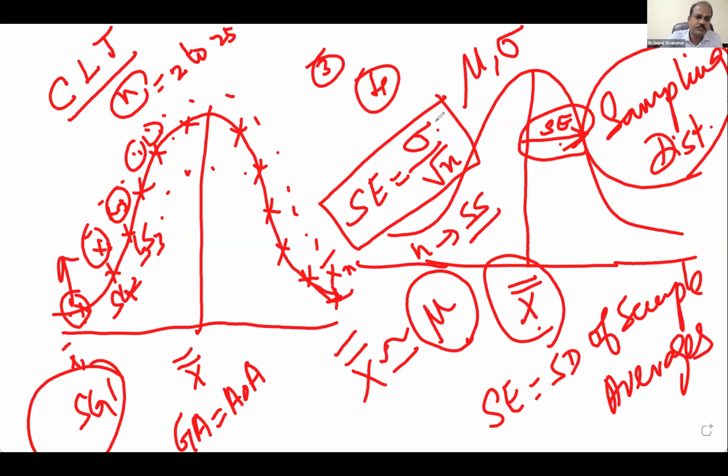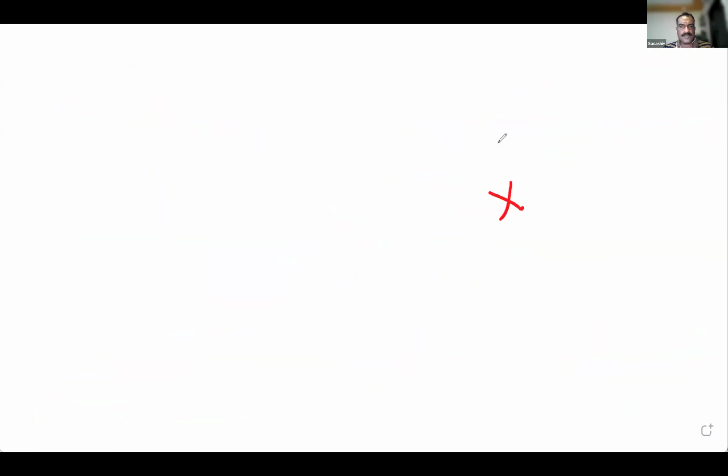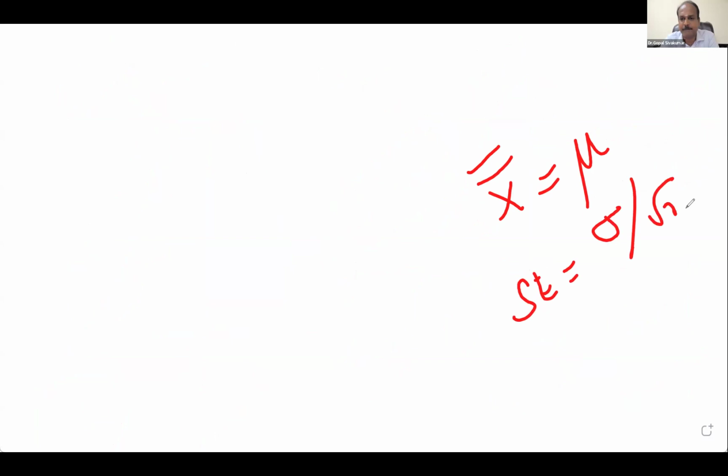Sir, could you repeat once again? X double bar will be equal to mu, correct? And the standard error will be equal to sigma divided by square root of n. And the symbol for standard error is sigma x bar. Sigma x bar equals sigma divided by square root of n. Where sigma is the population standard deviation, and n is the sample size or subgroup size.